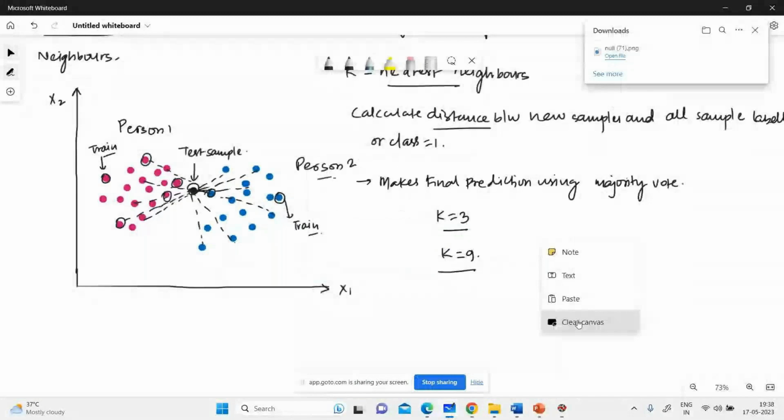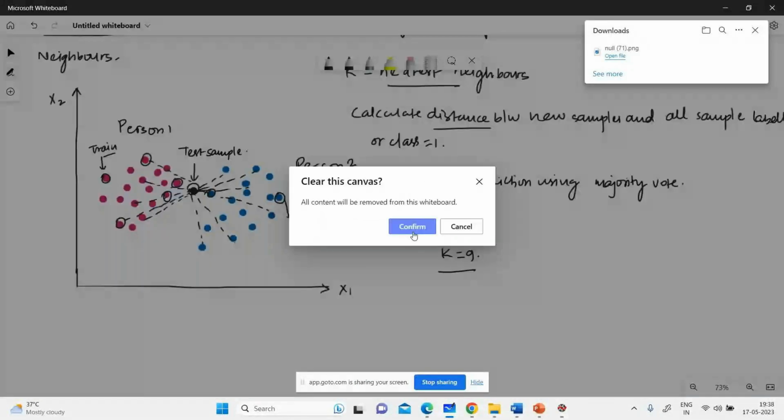So let's take a short break and then come back to continue, and on the whiteboard we will discuss the main equation.